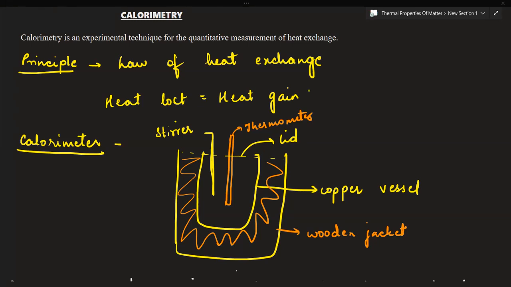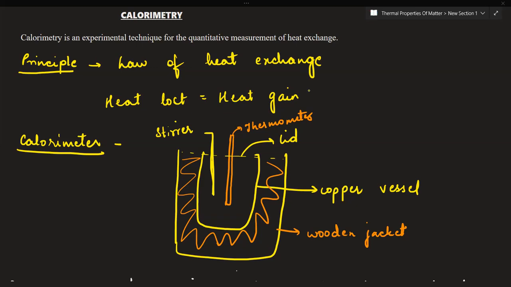Now see, it consists of a cylindrical vessel like this, the cylindrical vessel which is made up of copper. And it is provided with a stirrer and a lid. Lid covers this copper vessel. And the stirrer is there in order to facilitate mixing. The contents are stirred constantly in order to obtain a common temperature. So that's why we have a stirrer. Then the calorimeter is well insulated like this, using a wooden jacket or anything, just an insulation so that it prohibits the transfer of heat into and out of the calorimeter.